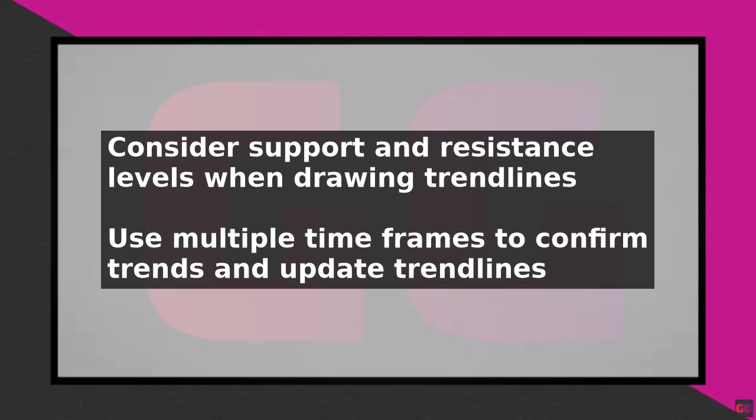Best practices for drawing trend lines on Robinhood include using multiple timeframes to confirm trends, combining trend lines with other technical indicators, and regularly updating your trend lines to reflect changes in market conditions. By following these steps and best practices, you can effectively use trend lines to analyze and trade stocks on Robinhood.